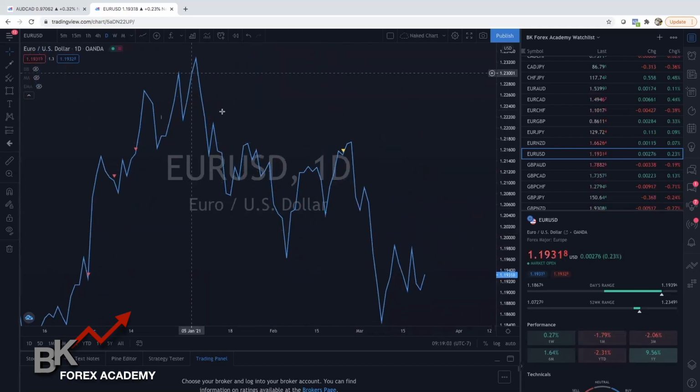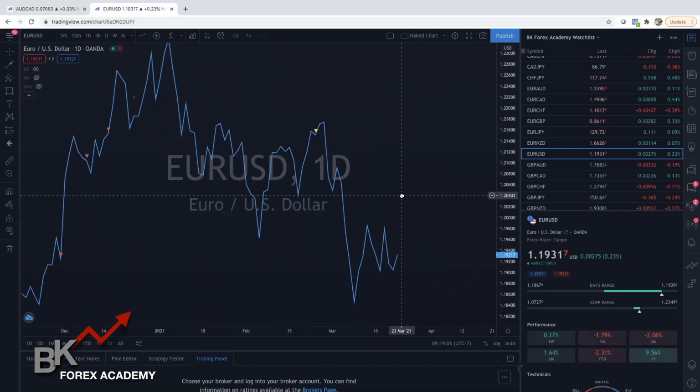We can see that price is in a downtrend on Euro USD. We can also see very clearly the swings on our chart. So I love being able to see these very forceful swings on my chart. The reason being is because these are areas where the price is most likely to reverse from.